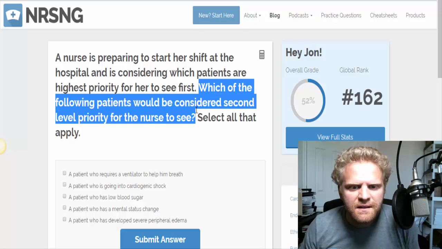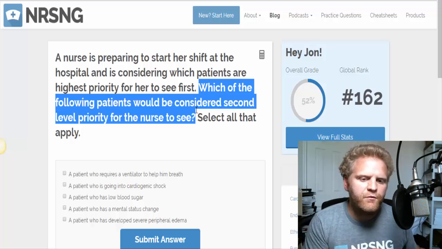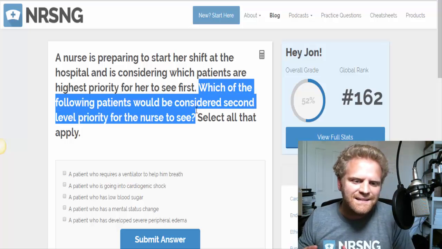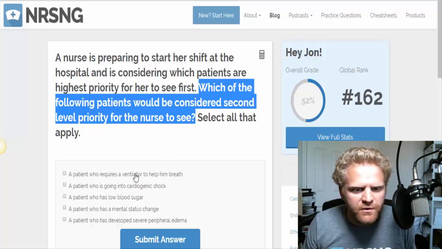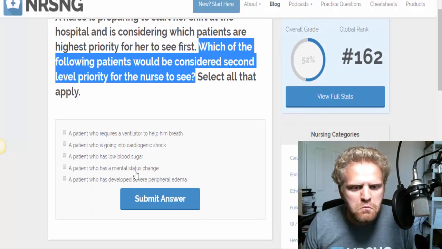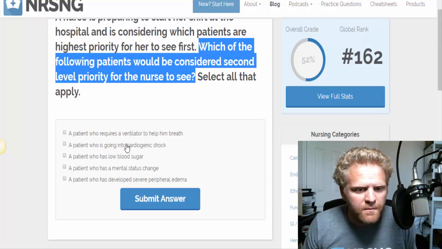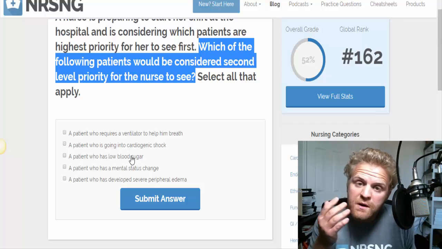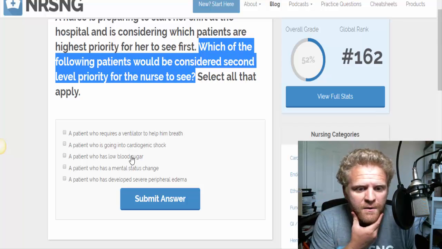So this question is specifically asking who is second level priority. So who do we not need to see very first? A patient who requires a ventilator to help him breathe. Okay, let's look ABCs there. Airway, pretty important. A patient who's going into cardiogenic shock. All right, that's pretty important. A patient who has low blood sugar. It doesn't tell us how low, so we've got to be careful about reading into that one.